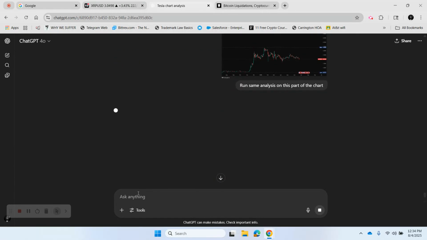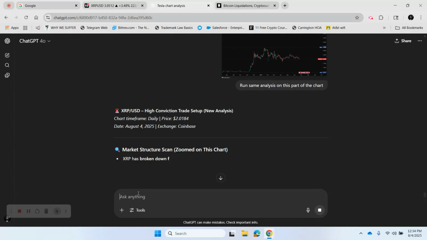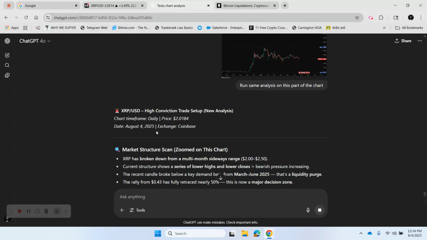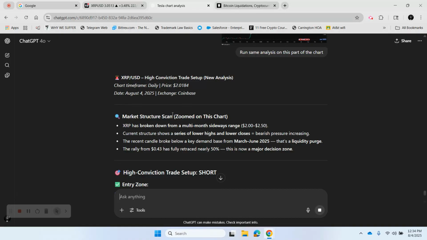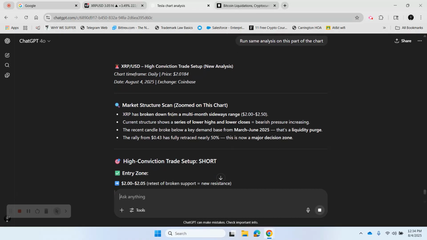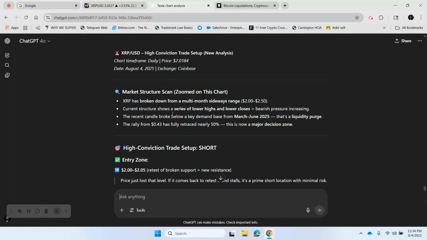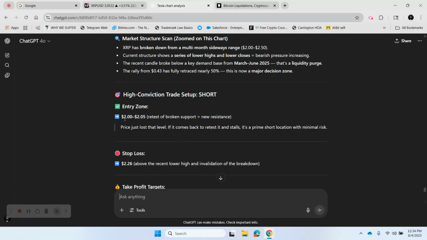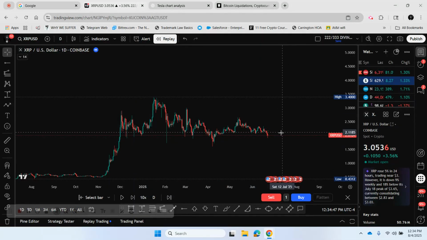Let's see what this does. Remember, the date's gonna always be wrong because it's catching up. It's not because we did a bar replay. Also, my bar replays work on all time frames. I think if you don't have a paid account, it only works on the daily. So you can use the daily and above for a bar replay. All right, let's see. Okay, entry between $2 and 205. Retest of broken support. So right now, all right, retest 205. All right, so we're right in here.